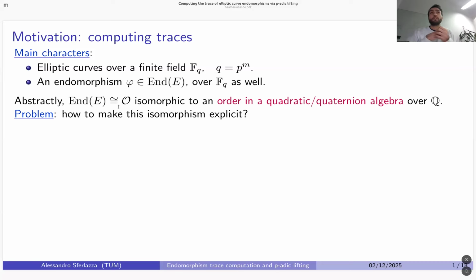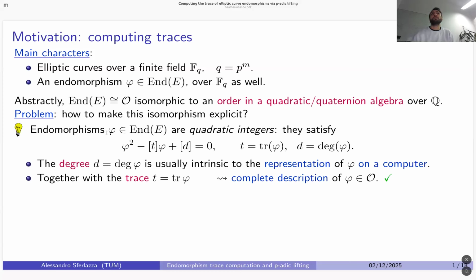So whenever we talk about endomorphism rings, usually we know that abstractly such a ring is isomorphic to either an order in a quaternion algebra, or the ring of integers or some suborder in a quadratic imaginary field over Q. But the thing is, can we make this correspondence explicit? Like, given an endomorphism as an algorithmic isogeny, can we say which quaternion it is?